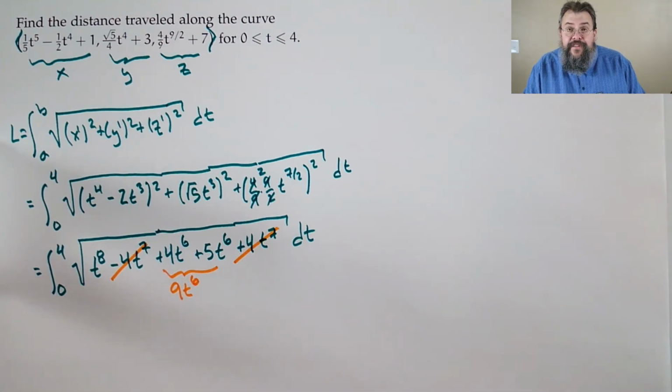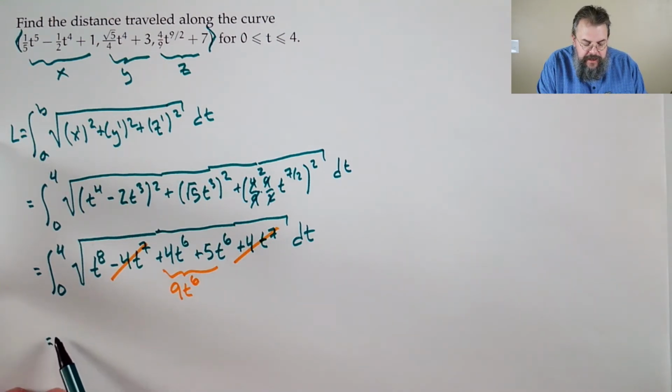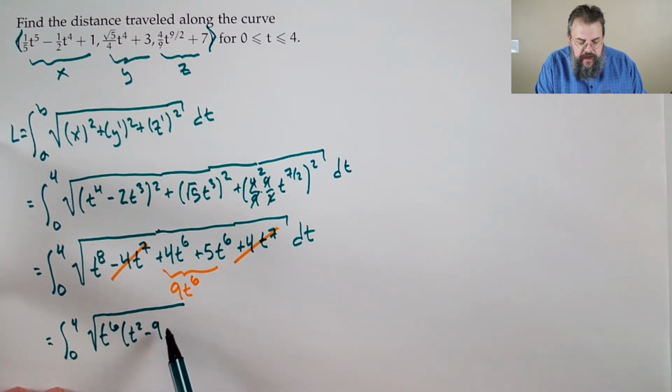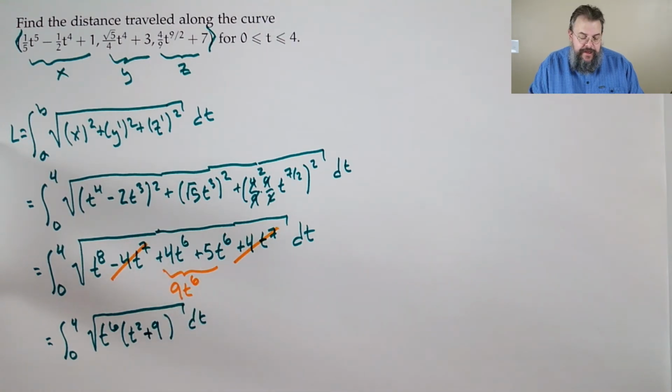Well, what happens next? Looking at it, we have two terms, t to the 8th and t to the 6th. Let's factor out the common stuff, because that's oftentimes a good strategy. So if we did that, we'd have integral 0 to 4, and we'll go ahead and do it in a couple steps. So I'm going to pull out a t to the 6, and then we have a t squared minus 9. Oh, plus 9, not minus 9, because 4 and 5 are both positive. Okay. Now, the square root of t to the 6th becomes t cubed.